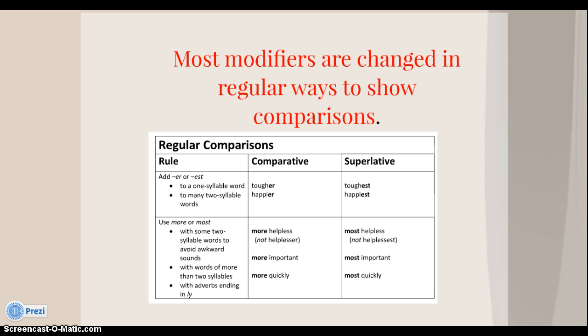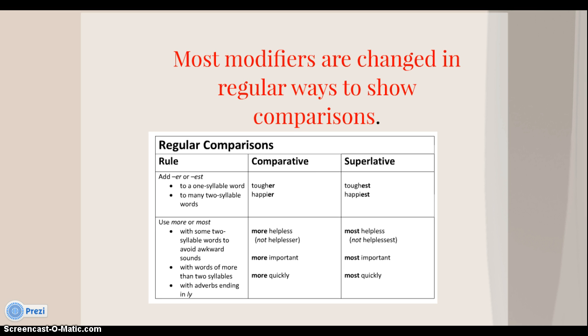Now let's talk about how if we have two-syllable words that just aren't going to sound right if we add just a suffix on the end. Take, for example, the word helpless. We're not going to say helplesser. We're going to say more helpless. We're not going to say helplessest. We're going to say most helpless. So if it just sounds weird or awkward, you might want to think about using more or most instead of ER or EST. If you don't know which one to use, try sounding it out. That'll usually help quite a lot.